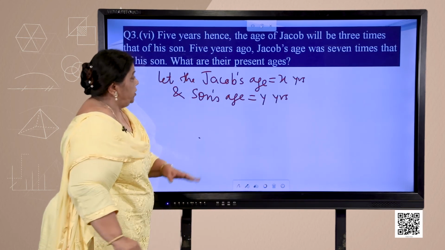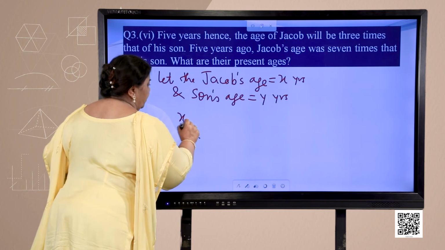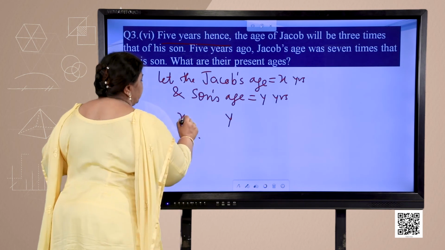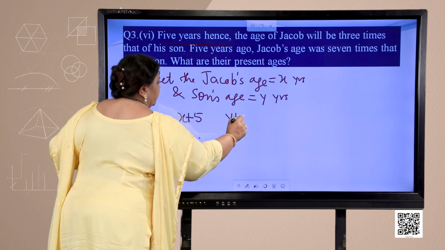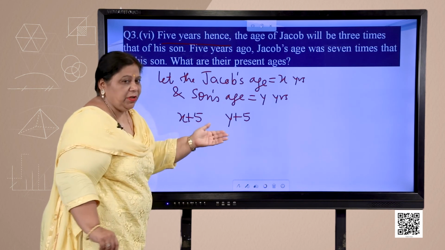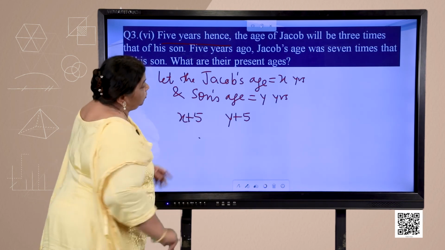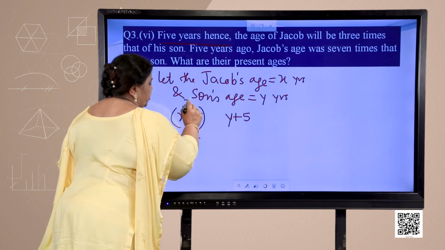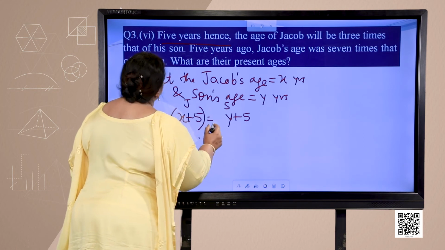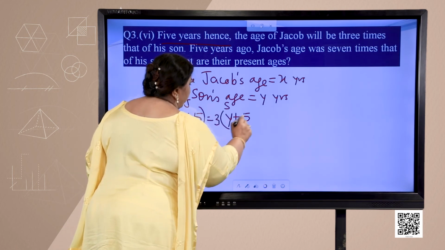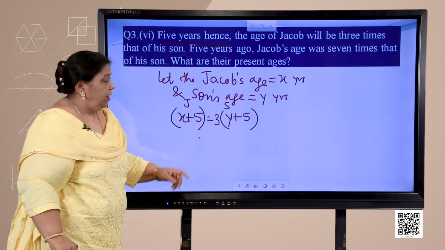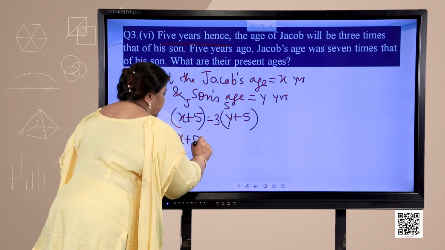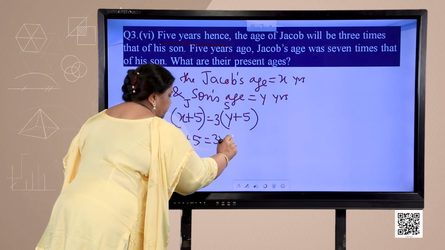Now, understand the situation. It is Jacob here and son is here. He says 5 years hence. 5 years hence means 5 years later. Both of them will become 5 years older, and the condition obtained is Jacob will be 3 times as old as his son. So, I will multiply the expression with 3. Do not forget to use brackets here. We have x plus 5 is equal to 3(y plus 5), that is 3y plus 15.